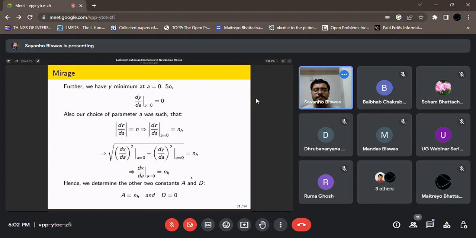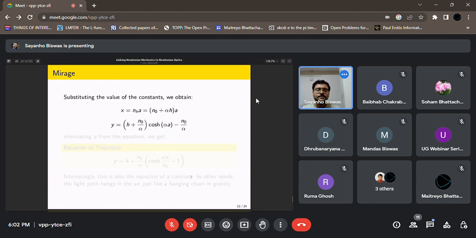This is what we have. So we have determined all our four constants A, B, C, and D, all capital, of course. And now we are ready to write our equation in its full glory. Substituting the value of the constants, we have obtained x equals n naught plus alpha h times A, and y equals h plus n naught by alpha cosine hyperbolic alpha A minus n naught by alpha.